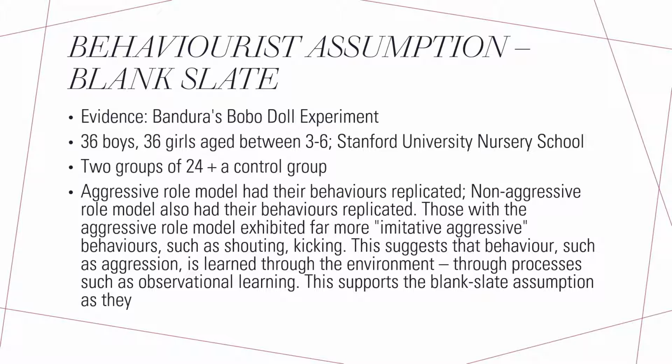So, to conclude, those with the aggressive role model exhibited far more imitative aggressive behaviors such as shouting and kicking. This suggests that behavior such as aggression is learned through the environment, through processes such as observational learning. So this supports the blank slate assumption, as both groups did not exhibit the same behaviors and the first group imitated the behavior of the aggressive role model. So this demonstrates the fact that behavior is learned from the environment, as prior to this the children did not have the capacity to display aggression, and they learned the behavior of aggression through observational learning by observing the role models. So this suggests that prior to this they were somewhat of a blank slate.